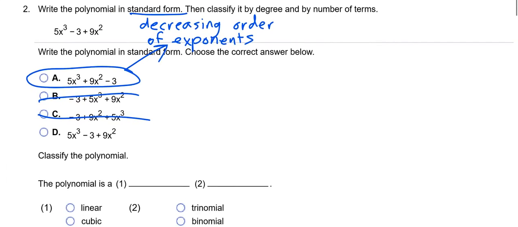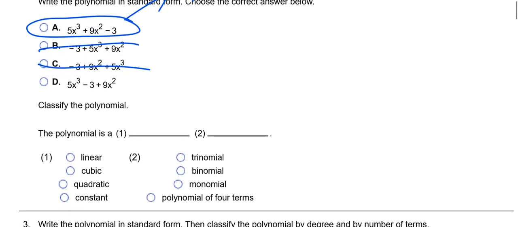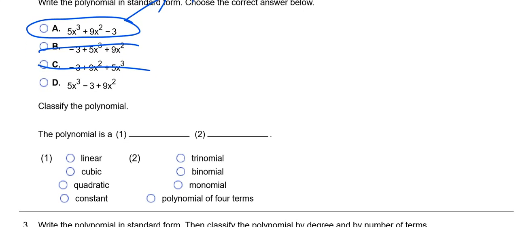So let's classify this one. Letter A. Linear, cubic, quadratic, constant. It is cubic. That's true. You decide the number of terms.